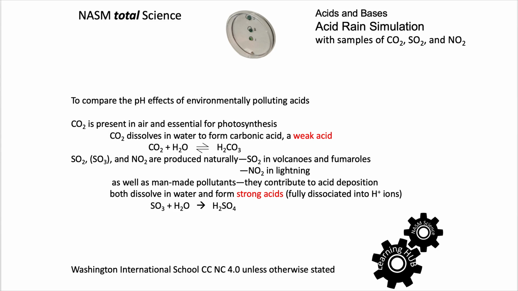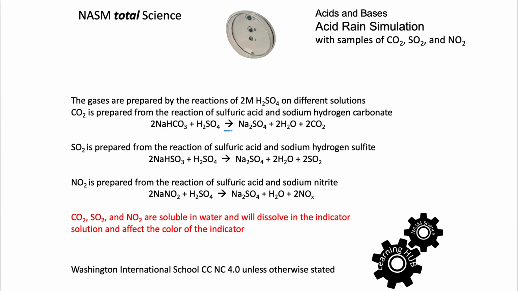SO2, and indeed SO3 and NO2, are produced naturally as well, SO2 in volcanoes and fumaroles, NO2 in lightning, but are man-made pollutants, and when they dissolve in water, they're going to form strong acids, fully dissociated into ions.